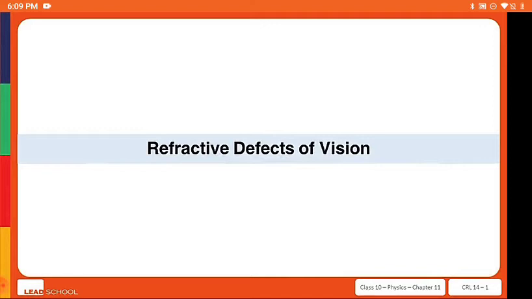So students, today we have to discuss refractive defects of vision, meaning other defects after myopia and hypermetropia. I'm going to share a video. First of all, you see this video, get a conclusion and learn about defects of vision.